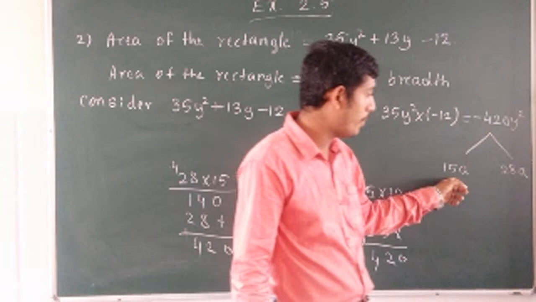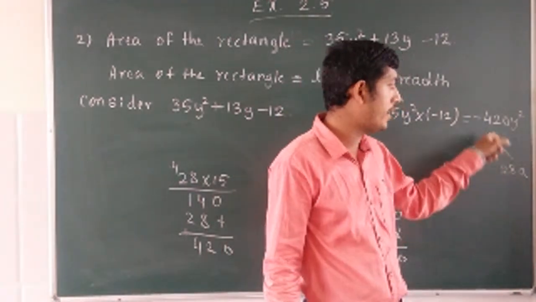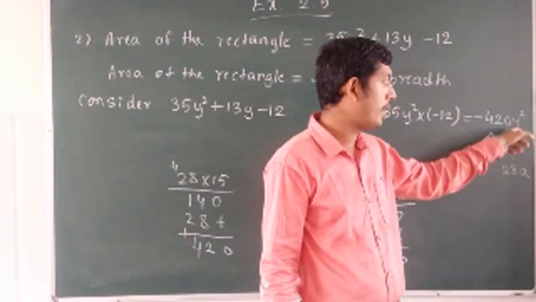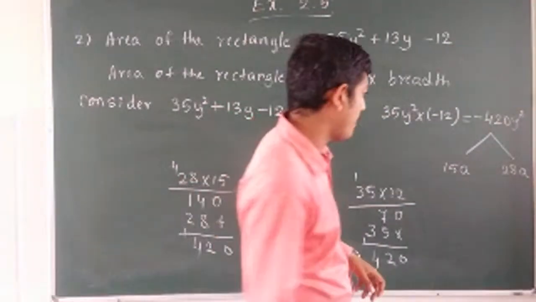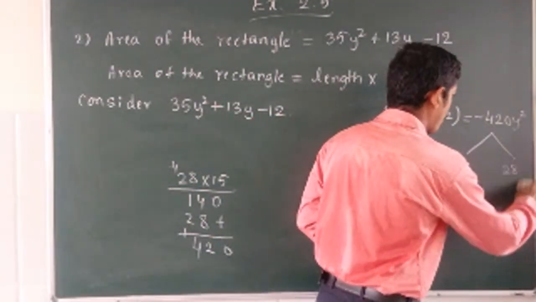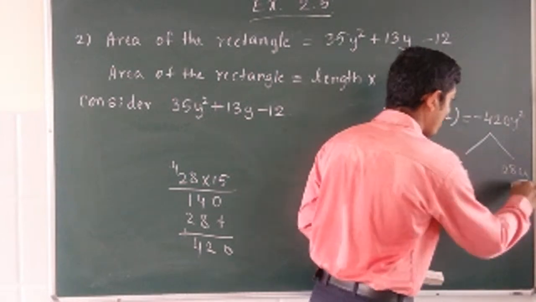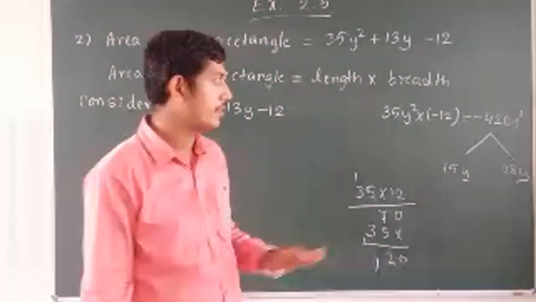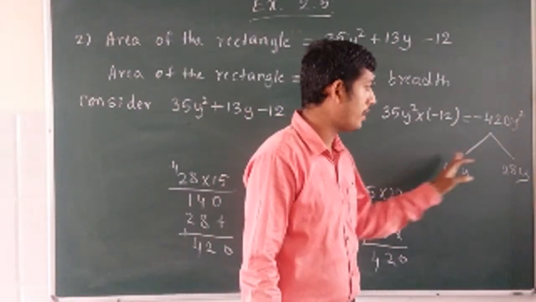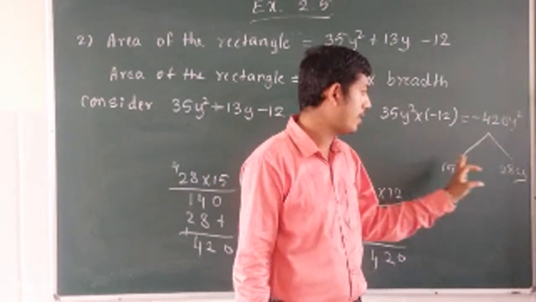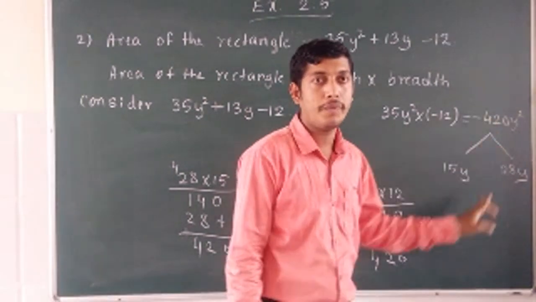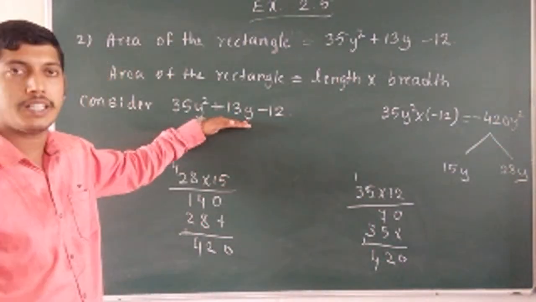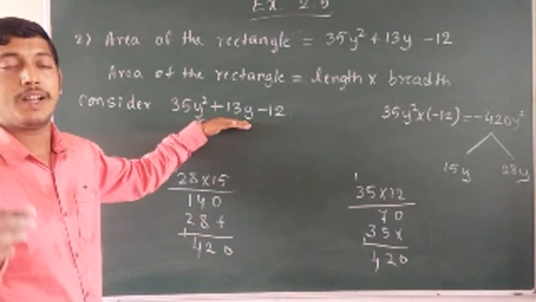So when you multiply these two terms, 15 into 28, it gives 420. y into y becomes y square. Now we have to concentrate on the sign. If we consider plus into minus, it gives minus. If we consider minus into plus, it gives minus. But we have to see this term, it is plus 13y. That means the value is positive.